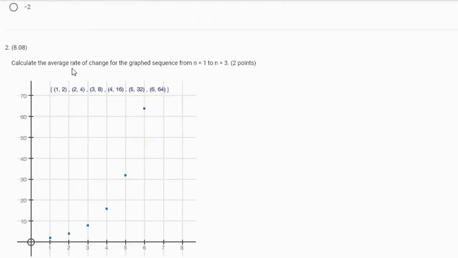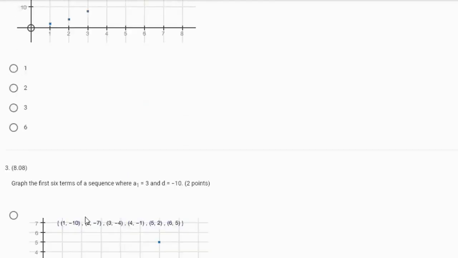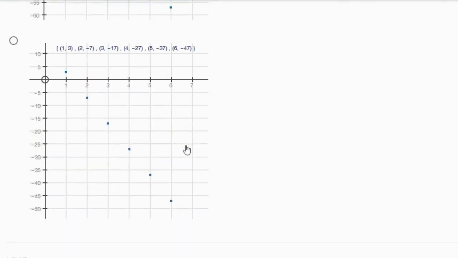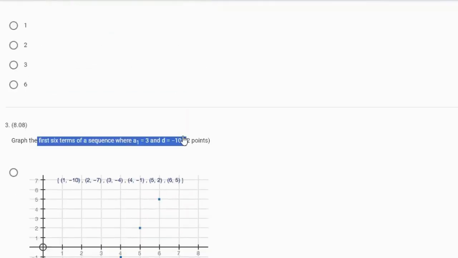Calculate the average rate of change from n equals 1 to n equals 3. Here it is at 1, here it is at 3. How much does it rise? How much does it run? This is at 2, it goes up to 8, and then goes over to 3. Graph the first 6 terms. A1 equals 3, D equals 10. So which one of these 4 graphs is the graph of this sequence?